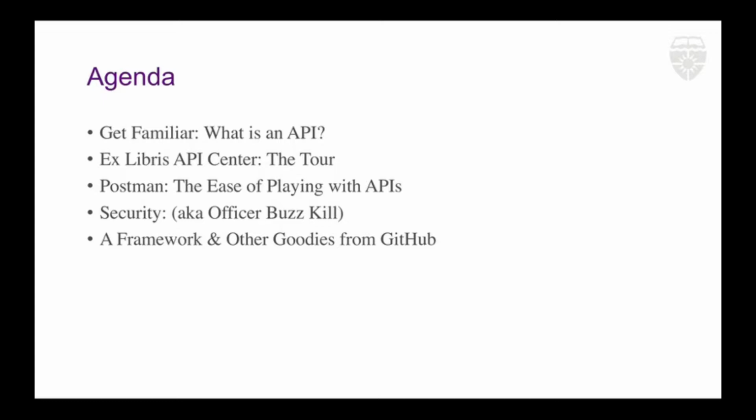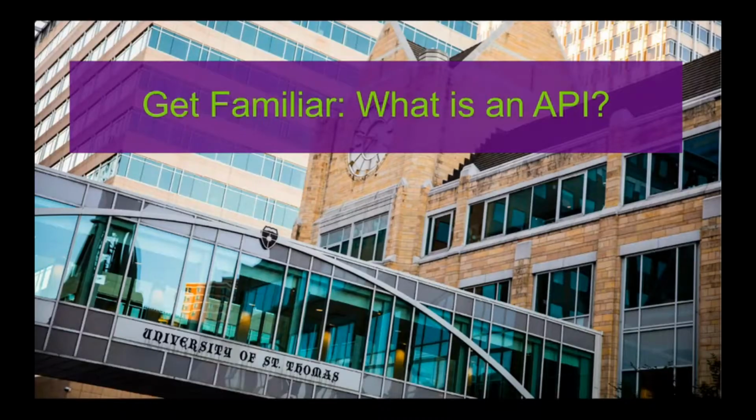Postman. Postman's an app that I'm going to show you. It's something that you can really get started in playing with APIs, not just Alma and Ex Libris APIs, but pretty much any API out there that you can find. And then we're going to go over security, aka Officer Buzzkill. You come away from a conference, you've got these great ideas, you talk to your IT people, and they say, yes, but. So we're going to talk about that a little bit. And then again, I'm not going to let you walk away with nothing. We're going to go over a little bit of a framework to help get you started.